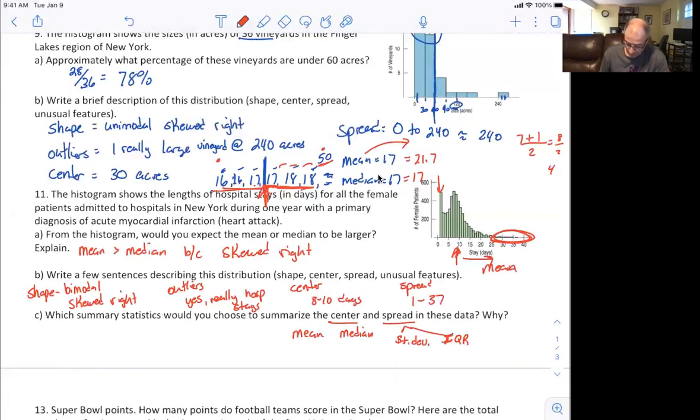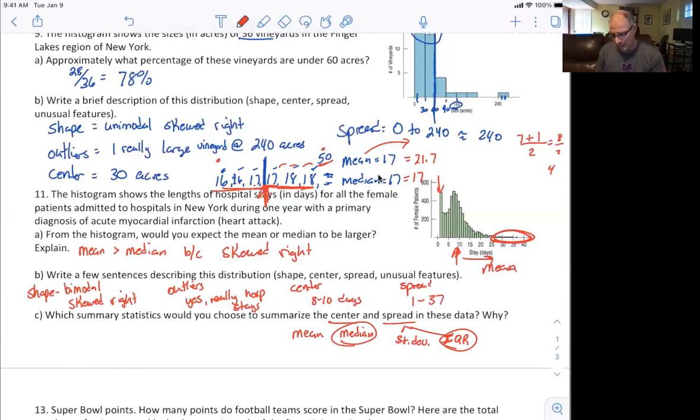But in this case, because it is skewed right, we're going to pick the median and we're going to pick the interquartile range because it is skewed to the right. Okay, so again, that one we're going to have to just leave in the dust, as it is probably a little bit out there right now. But we'll get to that. We can do mean a little bit right now.